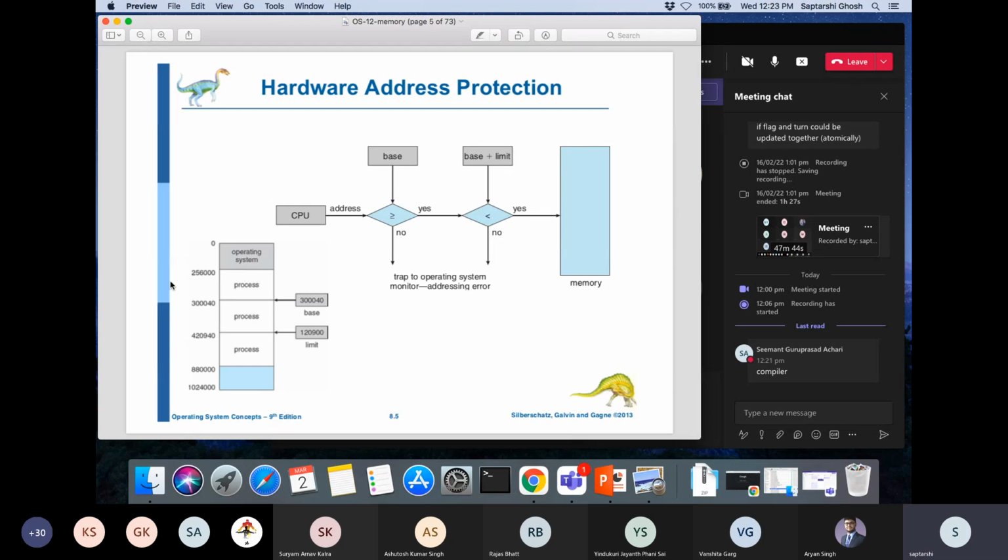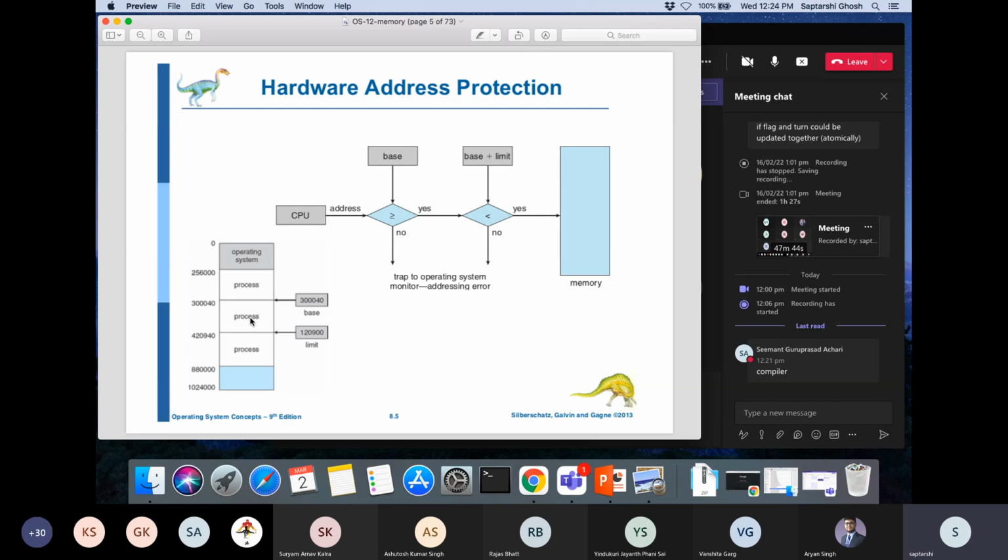Suppose the CPU, when running a program, generates... Say the CPU is running this program, this middle one, which lies between 300040 and 420940. The CPU is running this program and it generates the address 5. Because it thinks that the memory starts from 0, it generates the address 5. What does that mean? Which memory should it actually be mapped to? So this middle process, being executed on the CPU, generates an address 5, let's say.